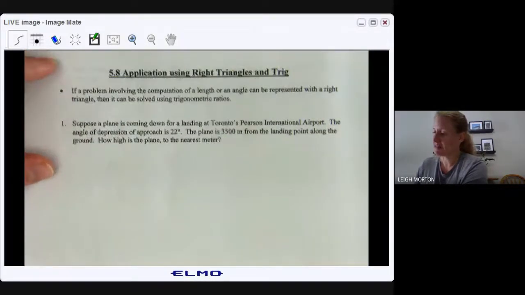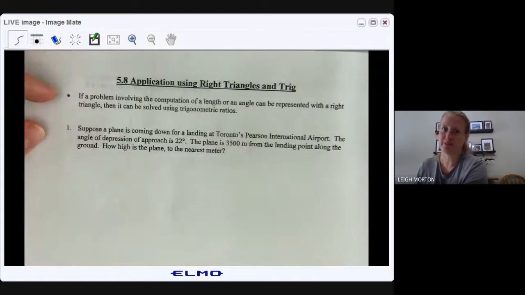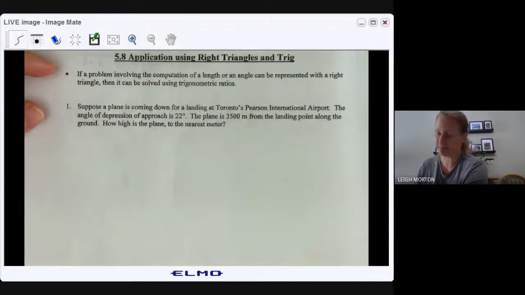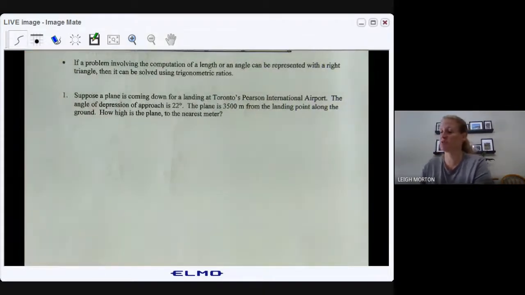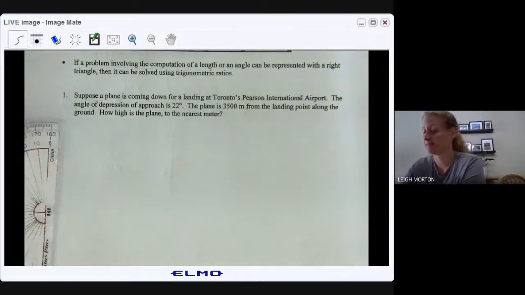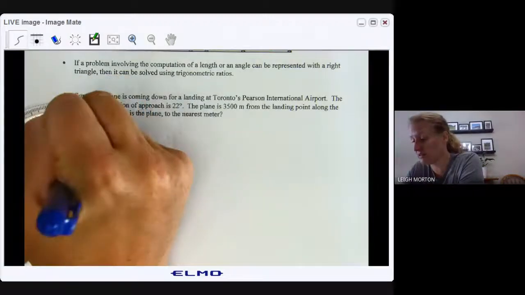Suppose a plane is coming down for landing. Oh, sounds familiar. At Toronto's Pearson International Airport. The angle of depression of approach is 22 degrees. The plane is 3,500 meters from the landing point along the ground. How high is the plane to the nearest meter? Let's start by drawing. We know it's going to be a right angle triangle.